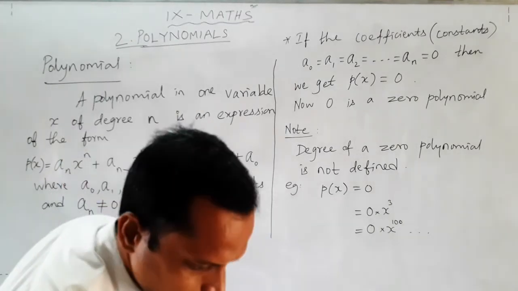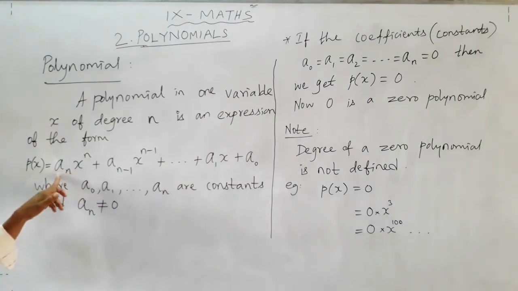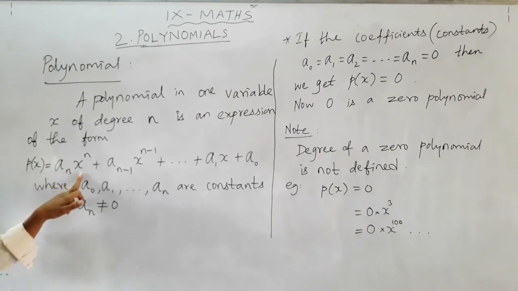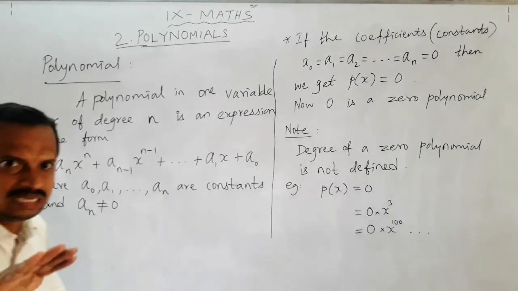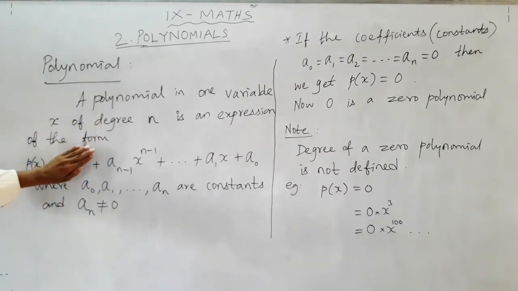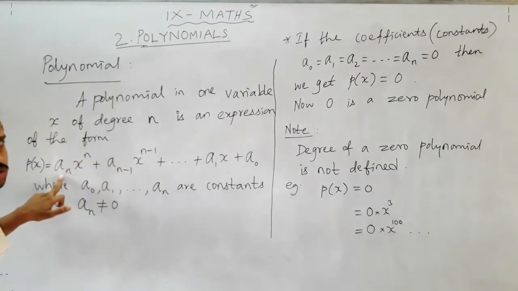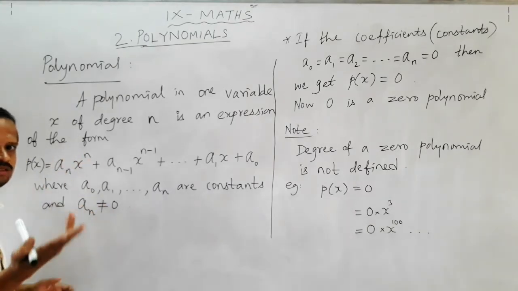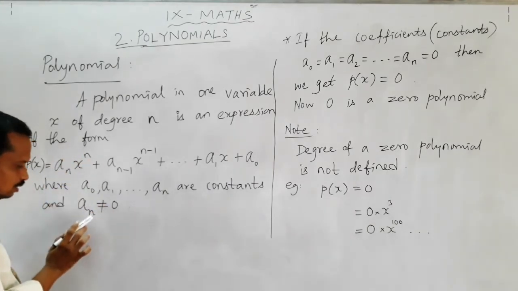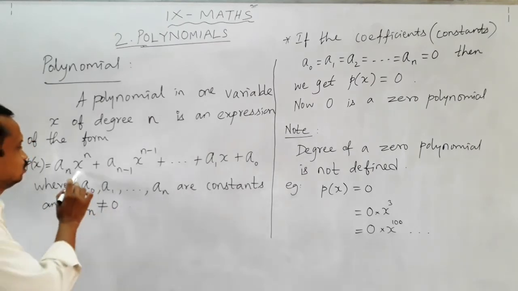So you have to understand the hidden meanings and all. So an should not be 0. Why are we saying this? Because if an becomes 0, then the whole an x power n becomes 0. So therefore the degree will change. Therefore the x power n term, the nth degree, will not come. The next only will come. If an becomes 0, this whole term becomes 0. 0 into anything is 0. So only the condition is given that an is not equal to 0. Clear? So this is the condition.